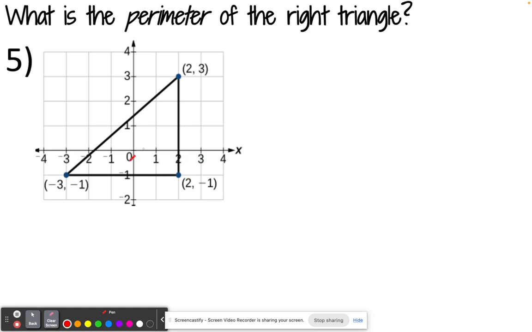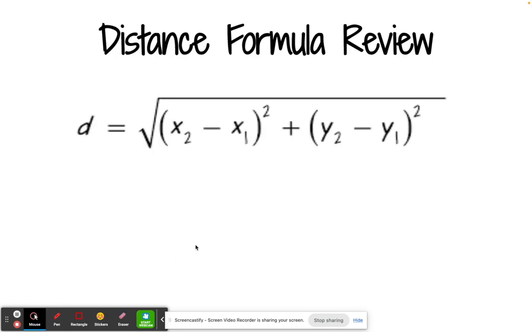Now this was on a coordinate plane, so we also could have used the distance formula. But if I can count my sides, I usually find that to be a little easier. But if you recall the distance formula, this is useful when you're on a coordinate plane. I have x sub 2 minus x sub 1 squared plus y sub 2 minus y sub 1 squared. Then I take the square root of that and I will get the distance. Very related to the Pythagorean theorem, because this is the distance between 2 points that make a leg, and here's the other leg.